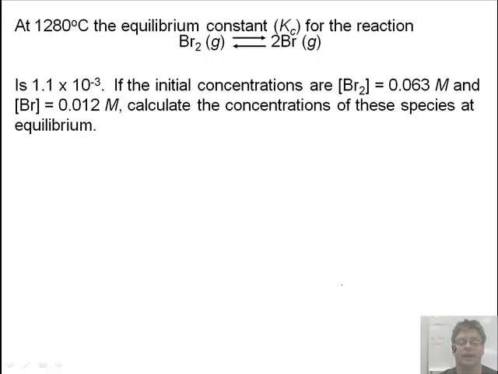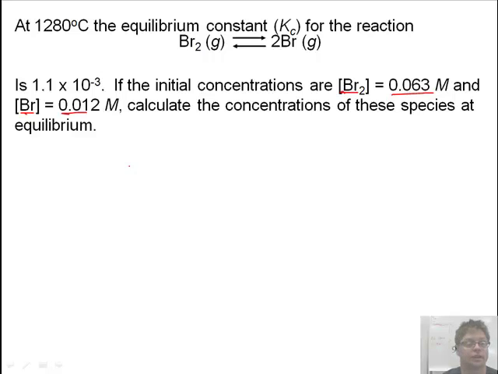So here's a sample problem. We've got an equilibrium at a particular temperature. We've got the value of K. We've got the initial concentrations of Br2 here and the Br concentration here. So you're asked to calculate the concentration of these species at equilibrium.